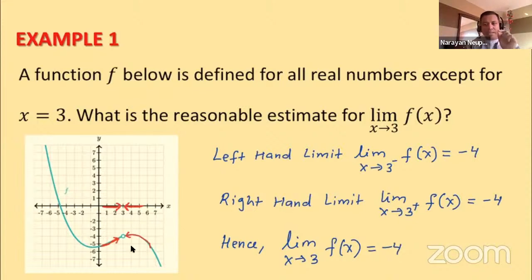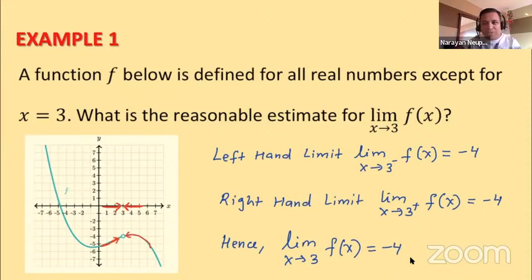For the limit to exist at a particular point, it is not necessary that the function is defined. Even if the function is not defined, we'll be able to find the limit. But the key is the left-hand limit and right-hand limit must be equal. If they are equal, then the limit exists, and the value of the limit will be equal to that. So here, the limit as x approaches 3 of the function is -4. Okay, that is our first example. We'll be looking at 4 examples today.